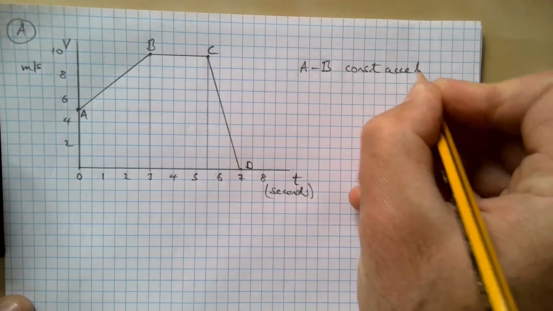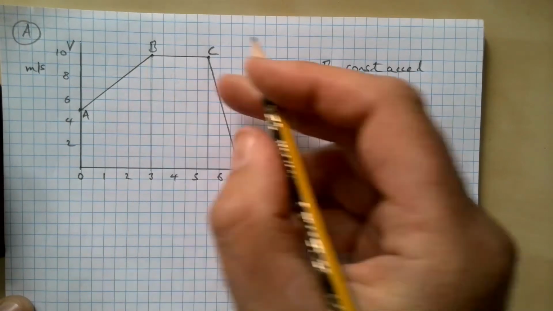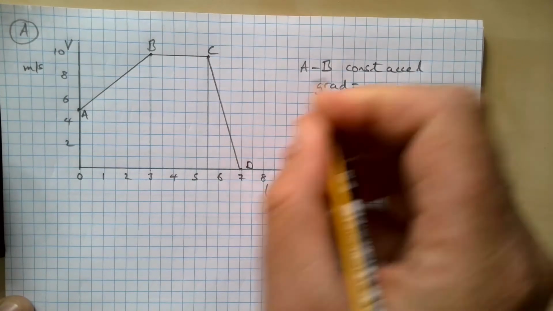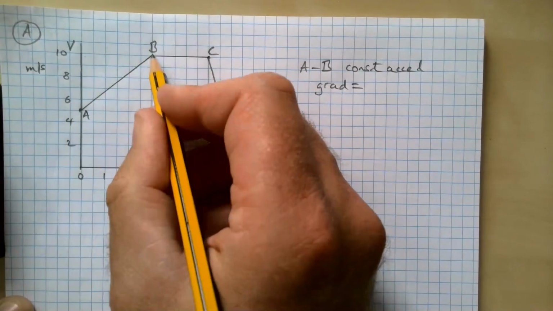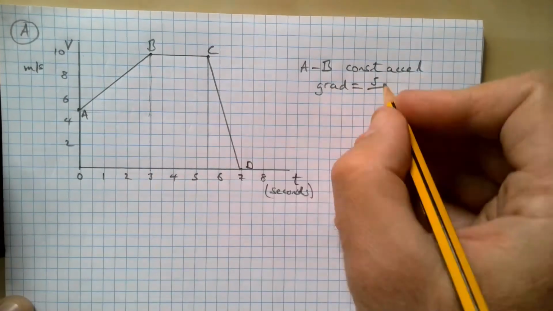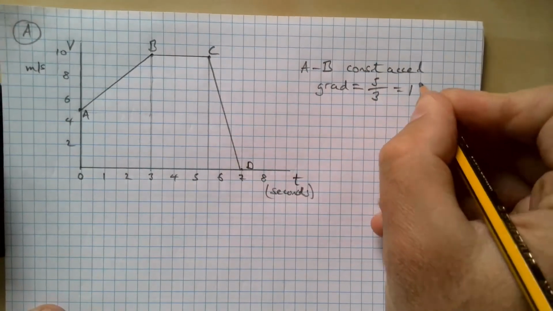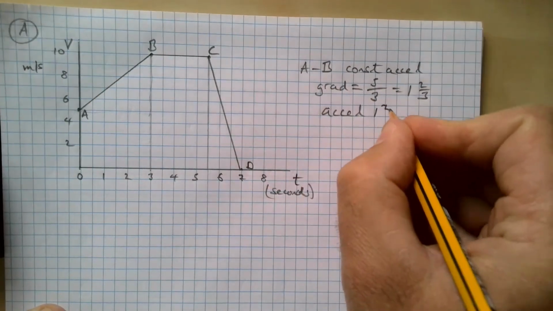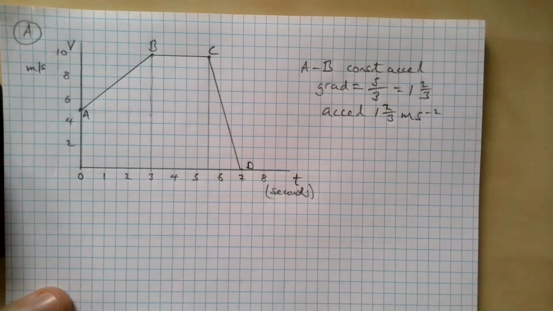You could use UVAST to work out your constant acceleration, but we've just been told that the steepness of the line, or the gradient of the line, is the same as the acceleration. So we're going to do rise over run. Rise, how far does it go up? It goes from 5 to 10 there for that line. So that's going to be 5. And then as it goes along, it goes along 3 because it's 3 seconds. So our gradient is 1 2/3. So between A and B, there's acceleration of 1 2/3 meters per second squared.